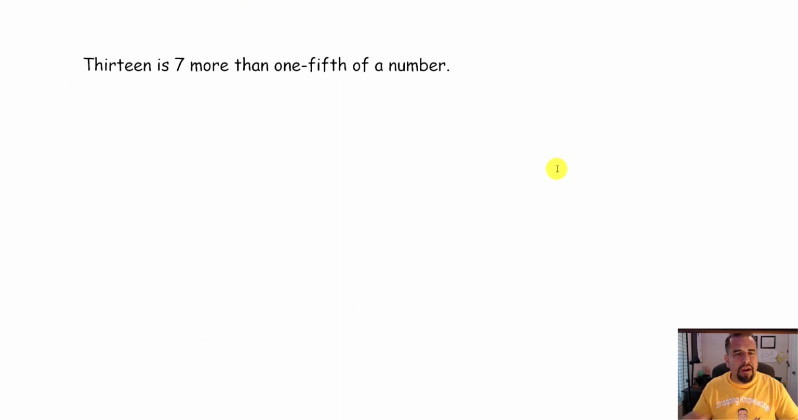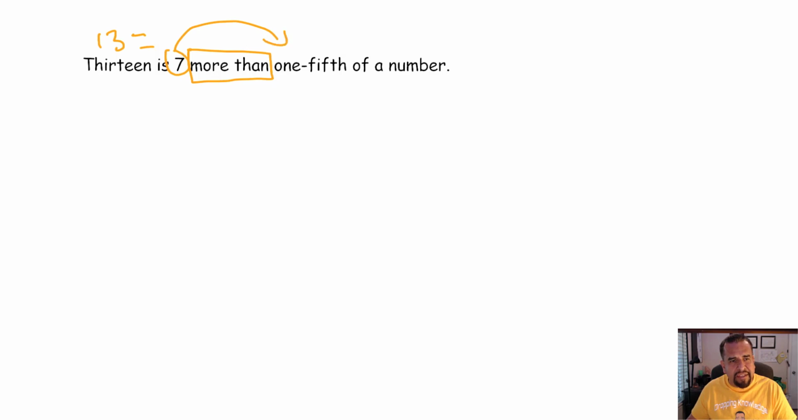13 is 7 more than 1/5 of a number. Now, let's take a look here because we have the same thing here. More than, right? The last one was less than. This is more than. That just means I have a plus sign, right? And then again, 13 is 7 more than. So notice I have 13 is. That means 13 equals. And then this 7 here is the one that I'm going to move over, just like I did in the last problem. And 1/5 of a number is what moves over this way.